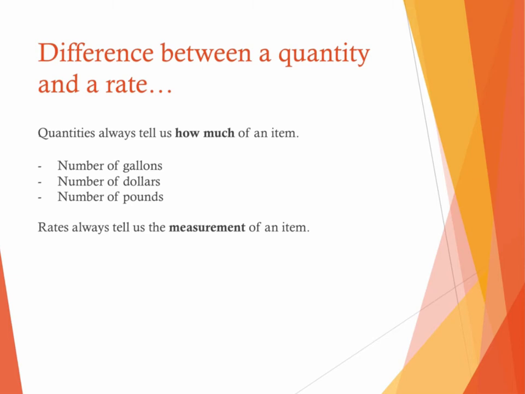A rate or a value is going to be the measurement of that item. So that could be miles per gallon, concentration of a liquid, the type of currency, whether it's a nickel or a dime. That's the value or the rate of that item.